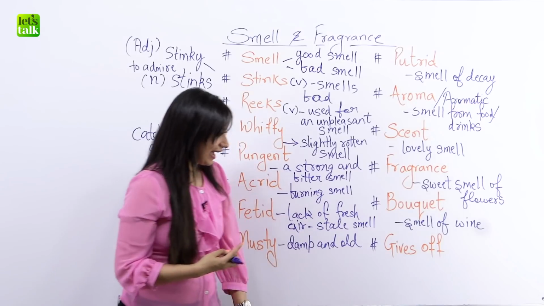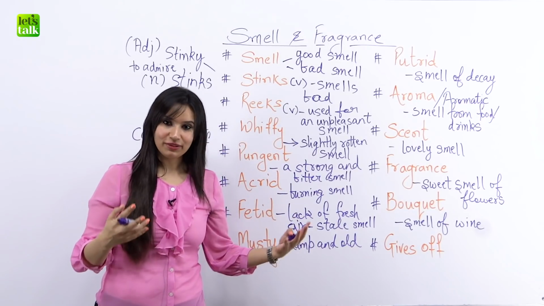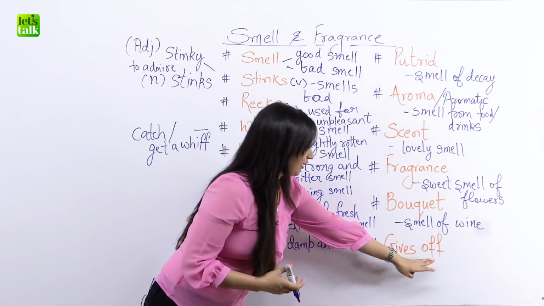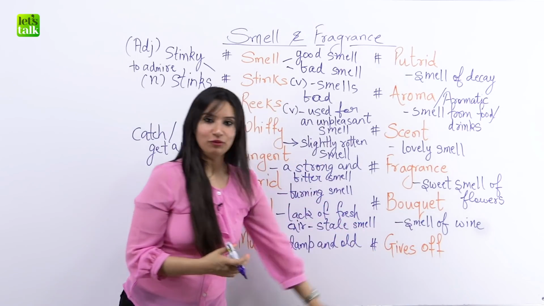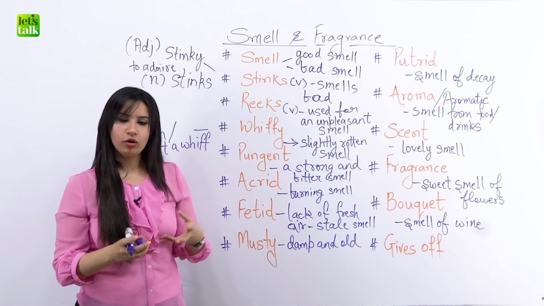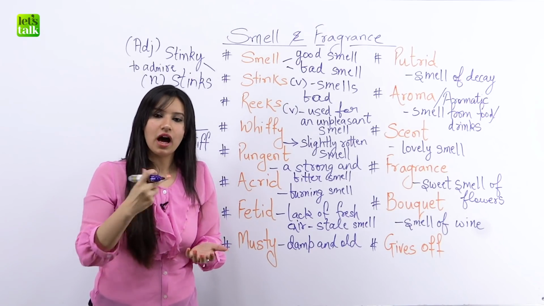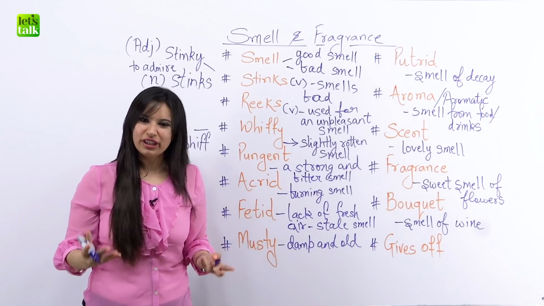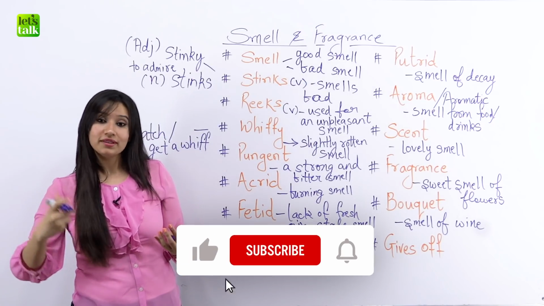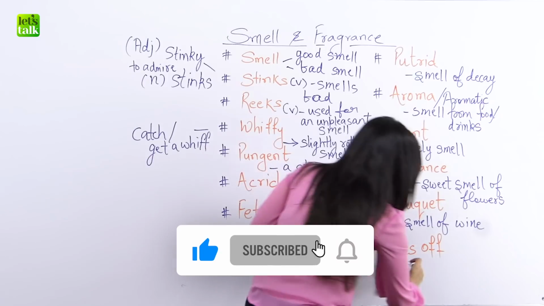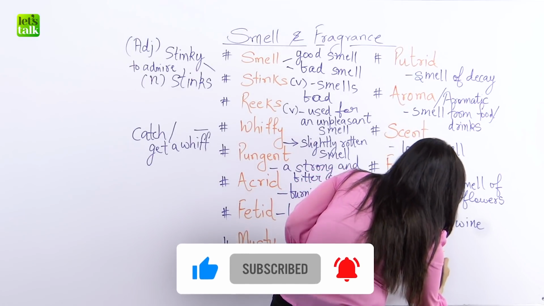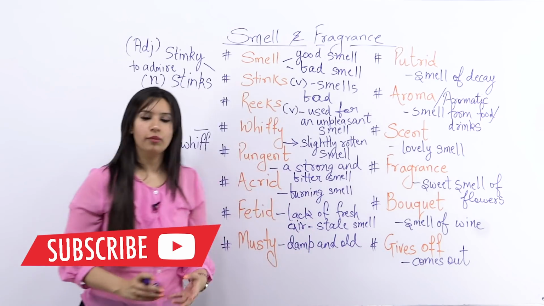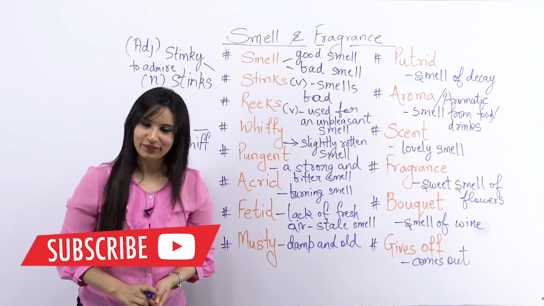The next one that we have is gives off, something that gives off. So this is a phrasal verb because it has a preposition and a verb, and you can use them together to talk about the fragrance or the smell that comes out of something. So you could say that rusting iron gives off a strange smell. This means a strange smell comes out of rusting iron. So gives off means comes out. And you can use this phrase to talk about all of these smells, not just one of them.